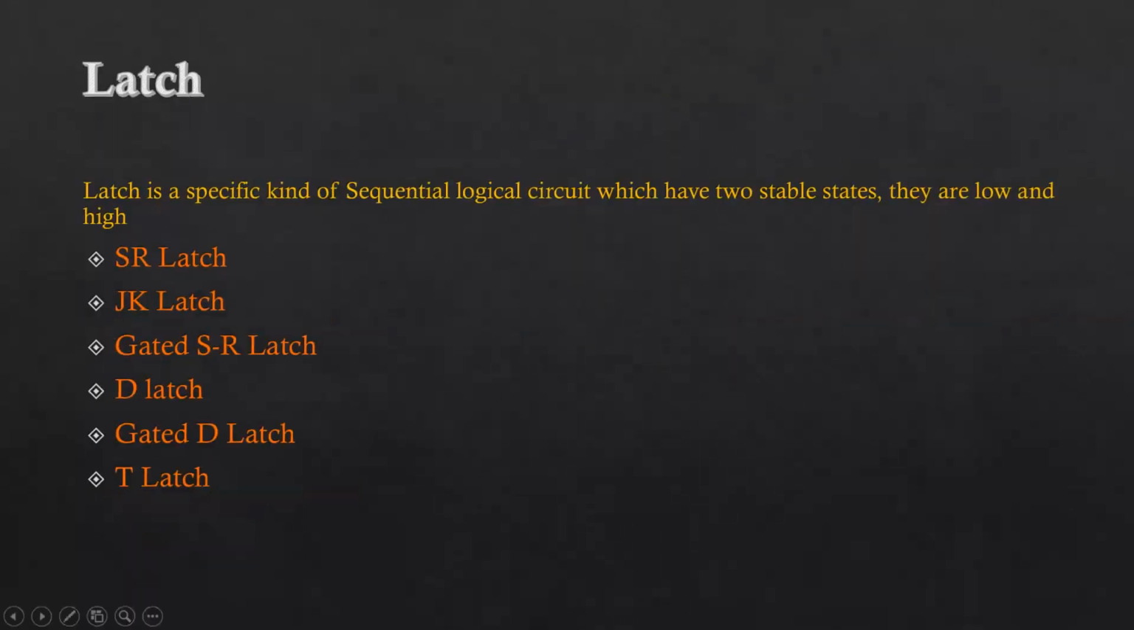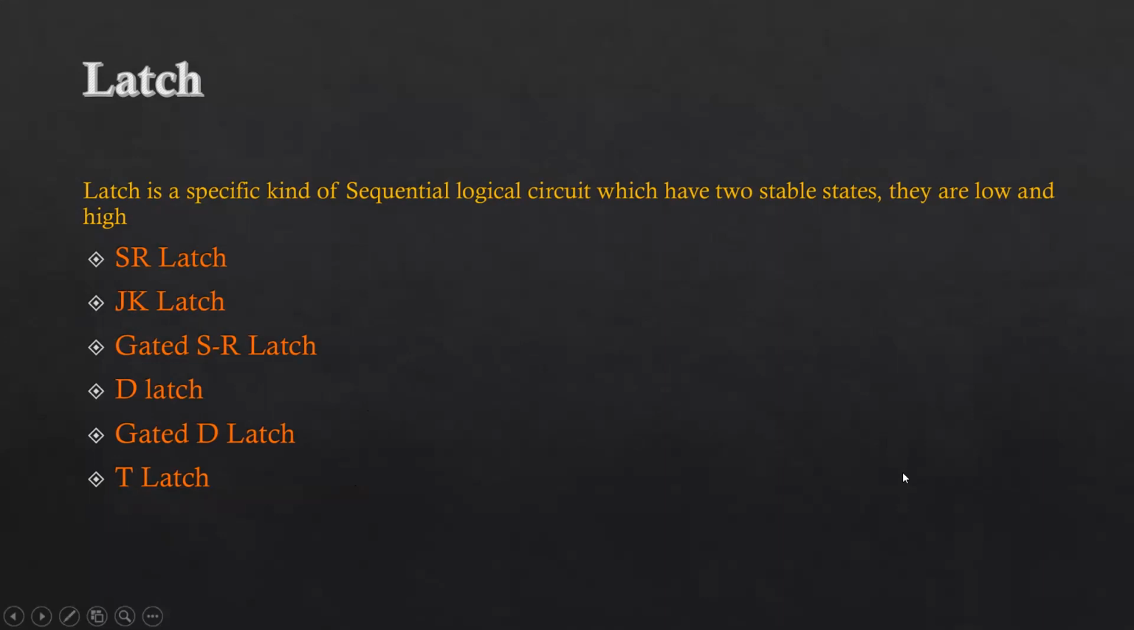Latch. A latch is a specific kind of sequential logic circuit which has two stable states: low and high. So now we are going to see some examples of latches: SR latch, JK latch, gated SR latch, D latch, gated D latch, and T latch.